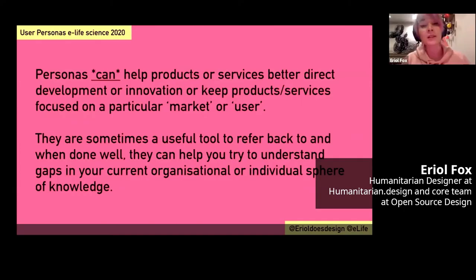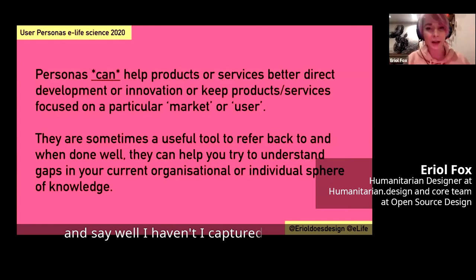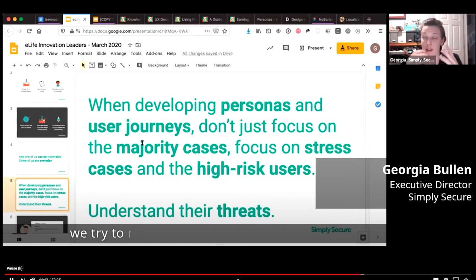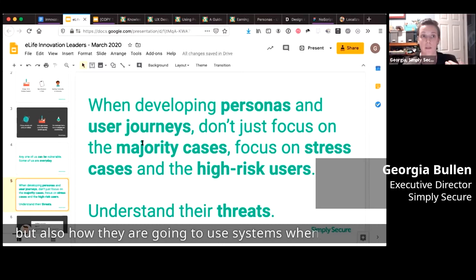One of the things that is really great for personas is once you've done a set of them, you can look at them and say, what haven't I captured here? And is it important that I capture something that isn't present here? We try to not just think about the best case scenario, or only your target users, but also how they are going to use systems when they're under stress or in a more high risk situation?